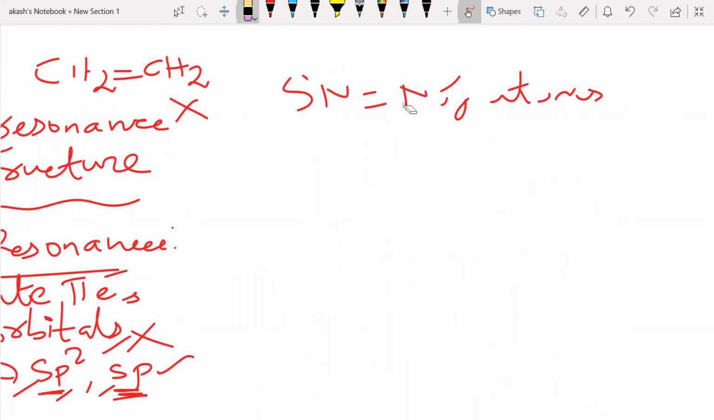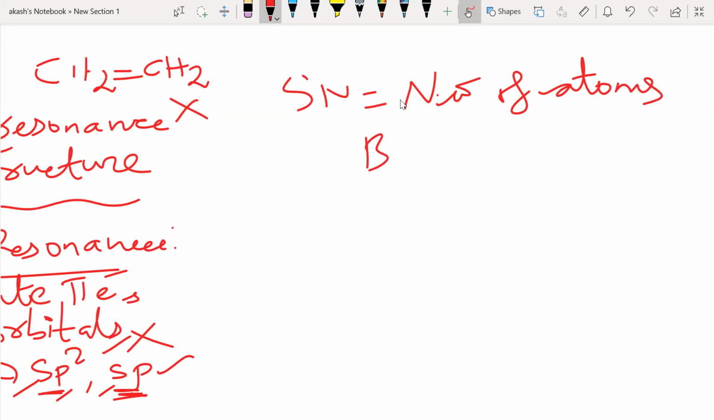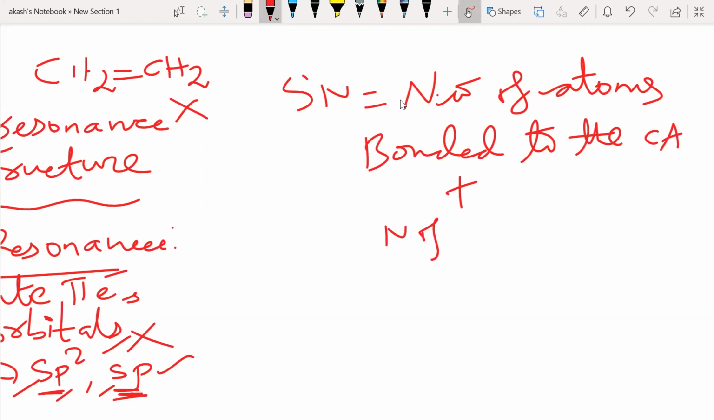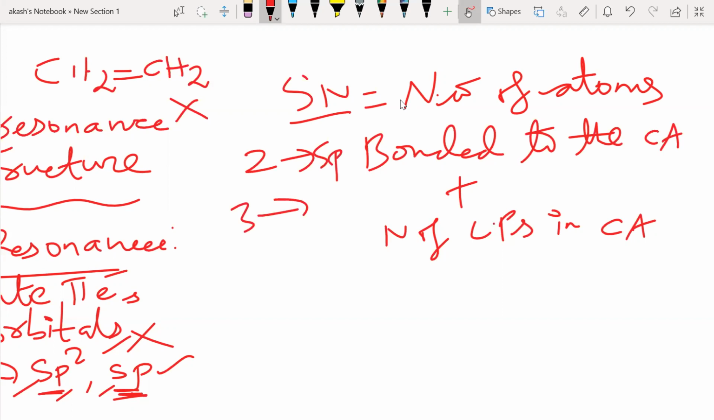Second, people. So the steric number is equal to the number of atoms bonded to the central atom plus the number of lone pairs on the central atom. This is the formula. Now if you find the steric number is 2, that means it is sp hybridized. Steric number 3, sp2 hybridized. 4, sp3 hybridized, and so on and so forth.